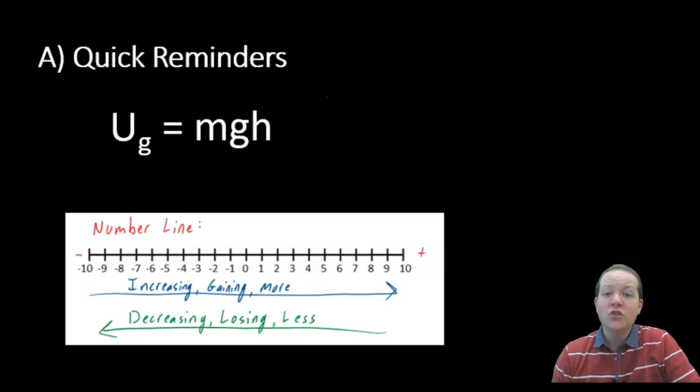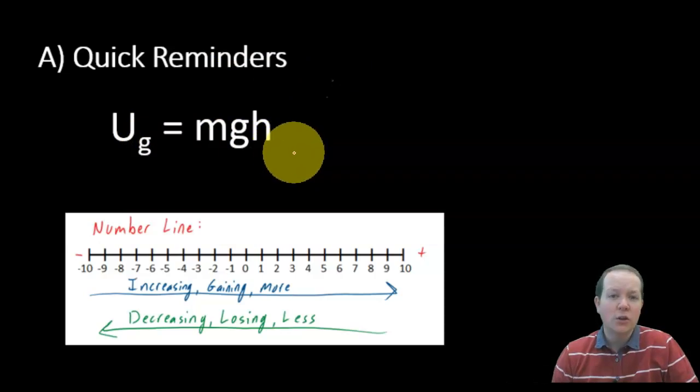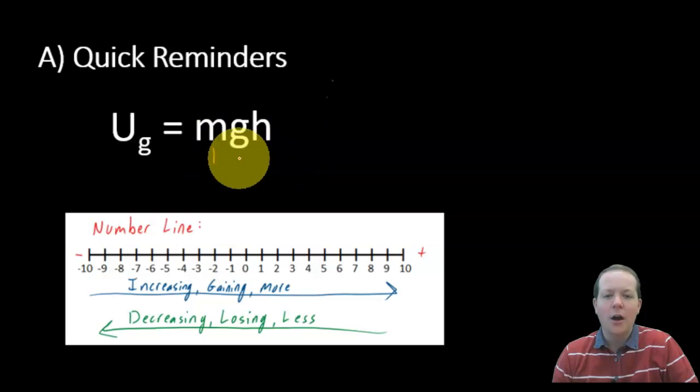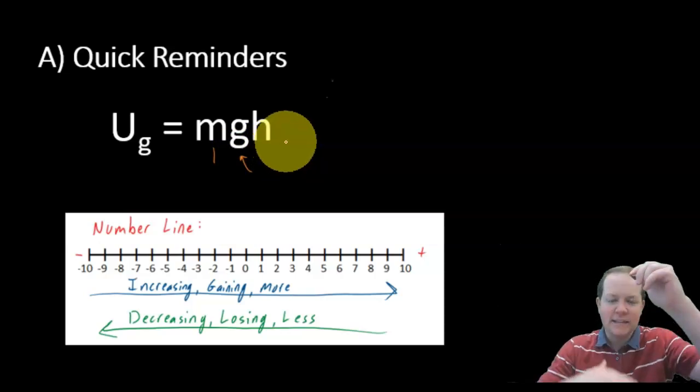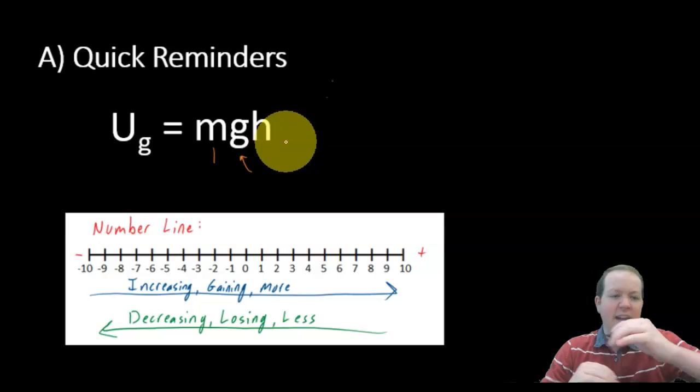Before we actually get started with that, I do want to go over just a couple of quick reminders. This right here was that original equation for gravitational potential energy. It's based on the mass of the object, the gravitational constant, 9.8 here on Earth, and h, how high up you are. Gravitational potential was about those heights and whether or not you were decreasing or increasing in height.